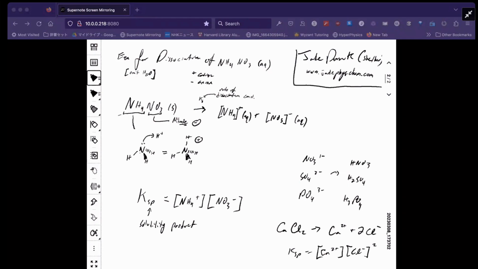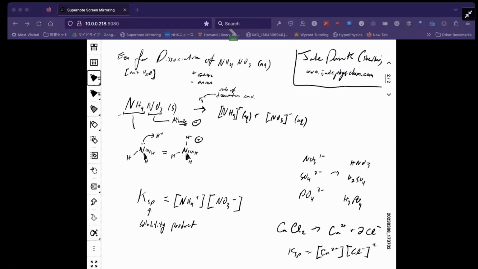And this one basically is going to give you sort of a steady state equilibrium. This will give you the, how do we call it, saturation concentrations. So the saturation concentration of NH4 and the saturation concentration of NO3, if you multiply them together, you'll get that solubility product. And so you can look it up in a table like other constants.